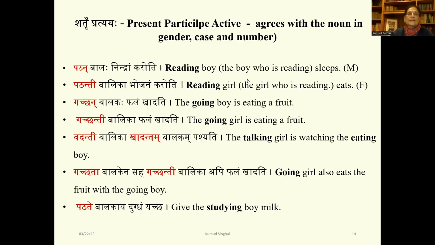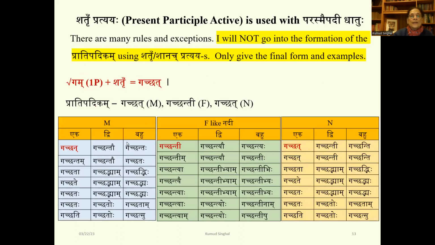Okay, so let's look at some examples. Since it is an adjective, it should agree with the noun in gender, case, and number. For example, the reading boy, or the boy who is reading sleeps: Patan balaha nidram karoti. Patan, because it is qualifying balaha, which is masculine, has to be masculine ekavachana, first case ekavachana. So here, as we saw before, is gachan, patan. This is the masculine form.